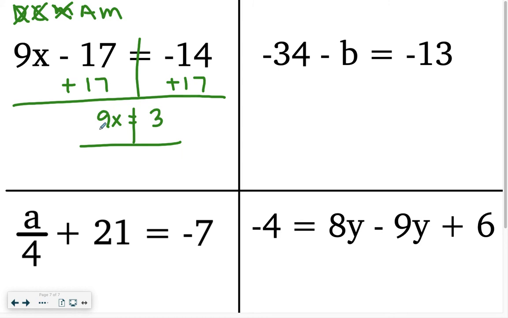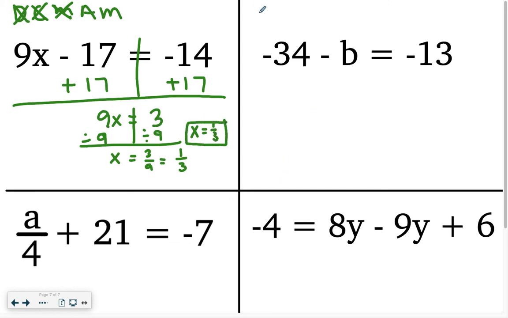And then I'm multiplying 9 times x. So to undo that multiplication, I'm going to divide by 9. So x equals 3 over 9, which is the same as 1/3. Always simplify your answers if you can when you have a fraction.